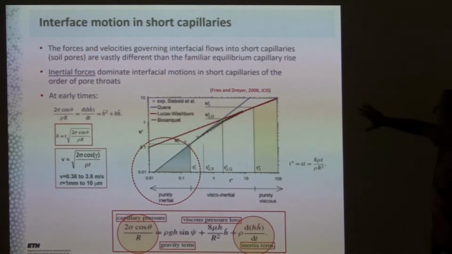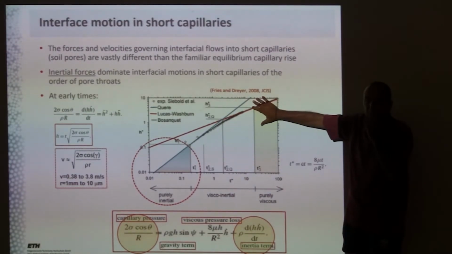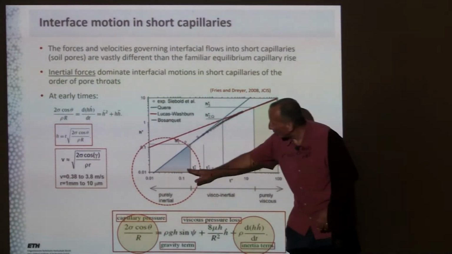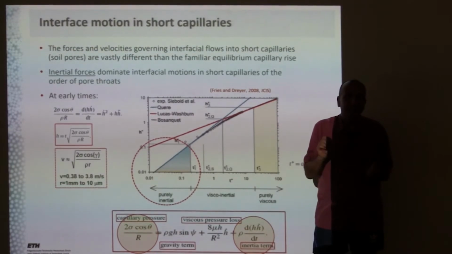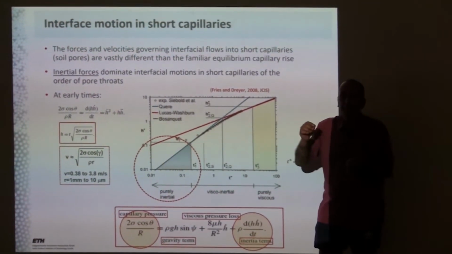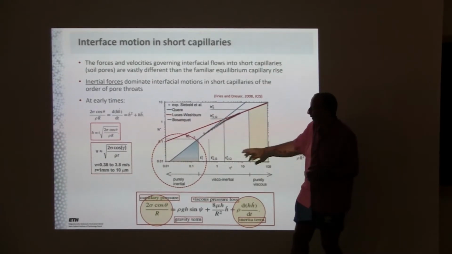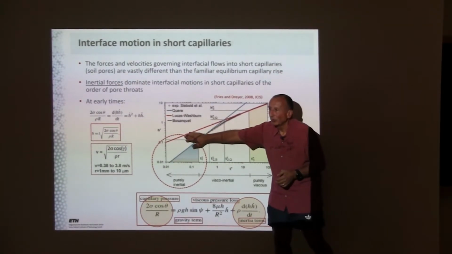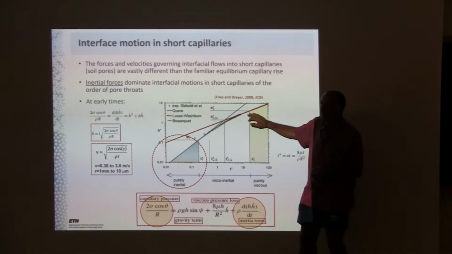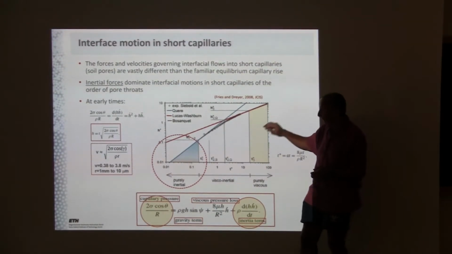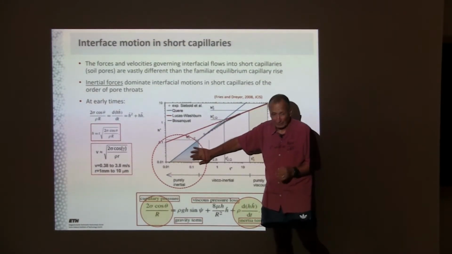By Fries and Dreher from 2008, I like it a lot because it tried to put some order into the timescales of what happens when you dip a capillary in water. What happens, when is the Lucas-Washburn equation valid, when equilibrium arrives, especially what happens at the very early time.